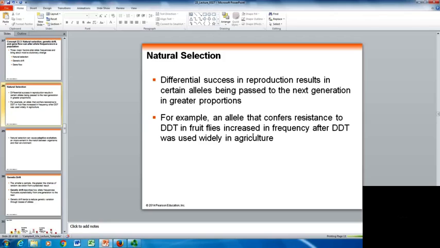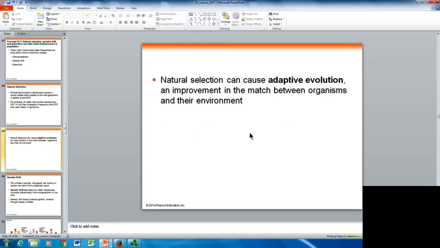The differential success in reproduction results in certain alleles being passed to the next generation in greater proportions. So for example, an allele that confers resistance to DDT in fruit flies is going to be seen in increased frequency after DDT was widely used in agriculture. Those are the ones that survived that went on to breed. Natural selection can cause adaptive evolution. It's an improvement in the match between the organism and their environment.